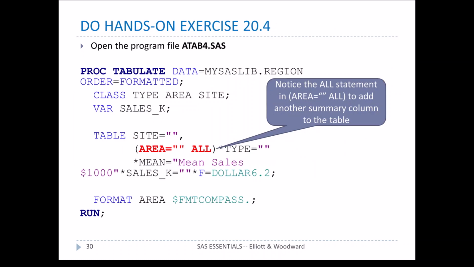All right, so let's look at hands-on exercise 20.4 and open up the program file atab4. Again, we're continuing to build on some of the things that we can do for these tables. In this case, we're going to add to the area equal blank blank the word all. Now this is in parentheses, so notice here area equal blank blank and then all. And the all option adds another summary column to the table.